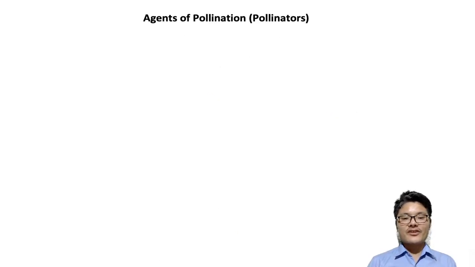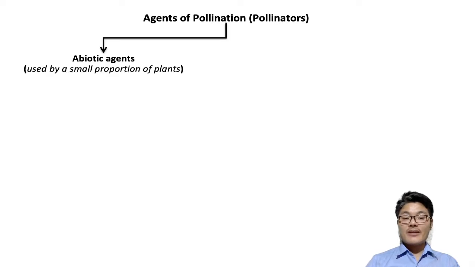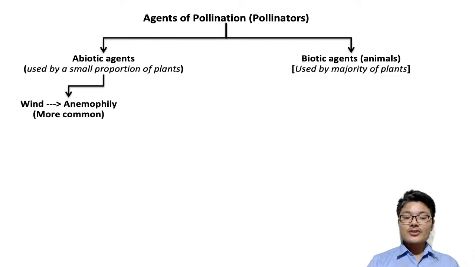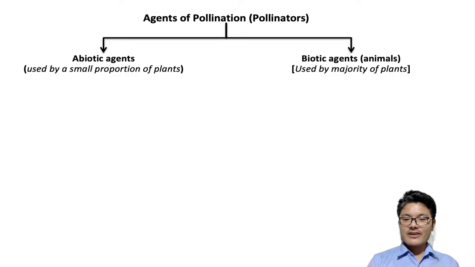Now, what are the different agents which help in pollination? So we'll look at different types of pollinators. Pollinators or agents of pollination can be abiotic agents, which are used by few plants. We also have biotic agents, which are mostly animals, and the majority of plants use biotic agents of pollination. Abiotic here refers to non-living, and biotic refers to living.